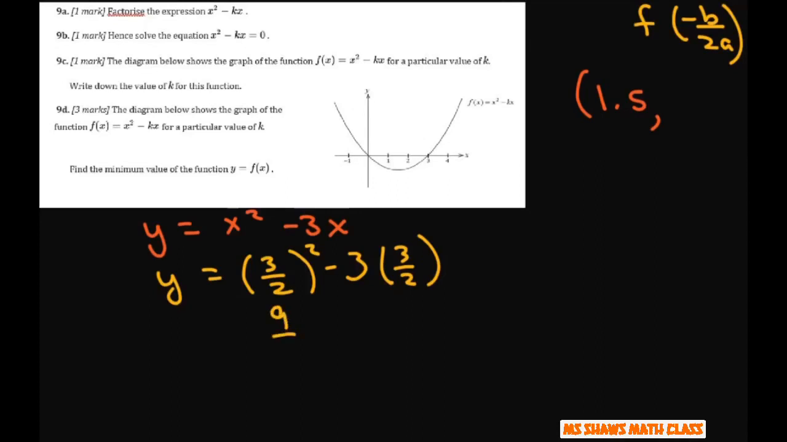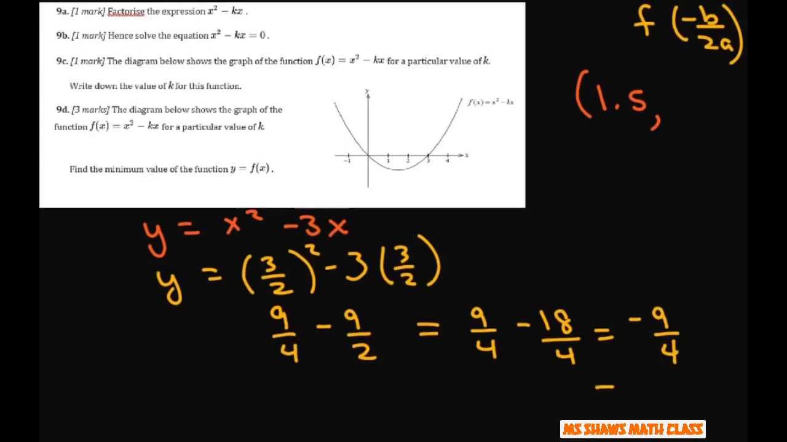So 9/4 minus 9/2, which gives you 9/4 minus 18/4, which equals negative 9/4. You divide that, 4 goes into 9 two times, with 1 left over. So that would be negative 2.25.